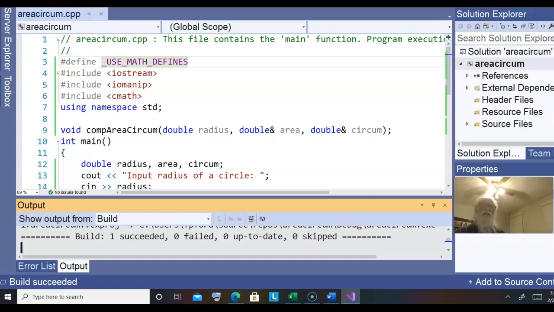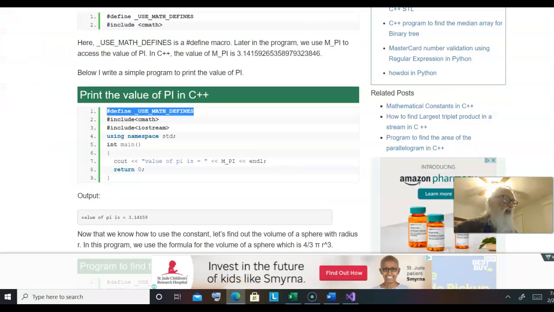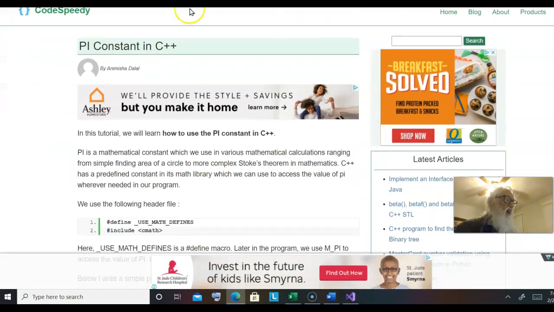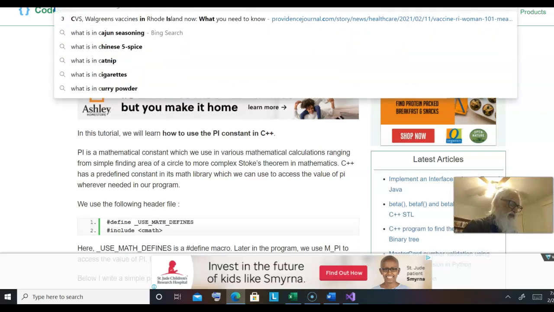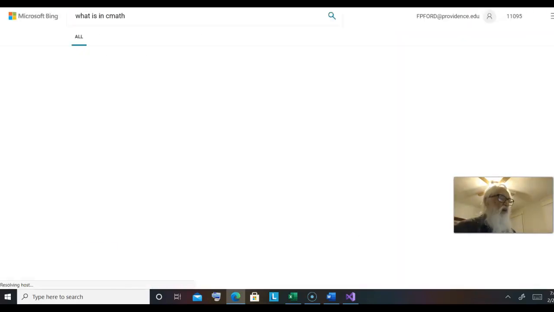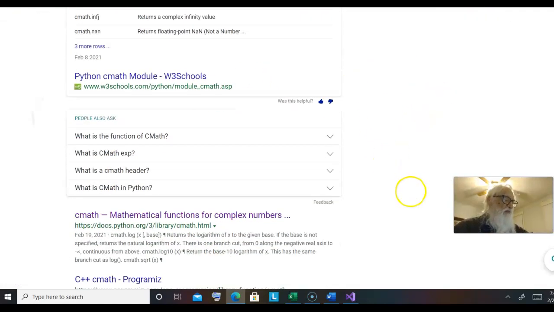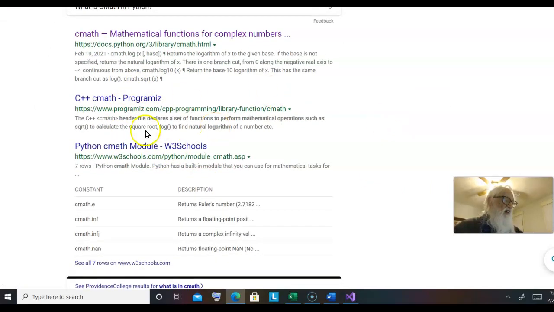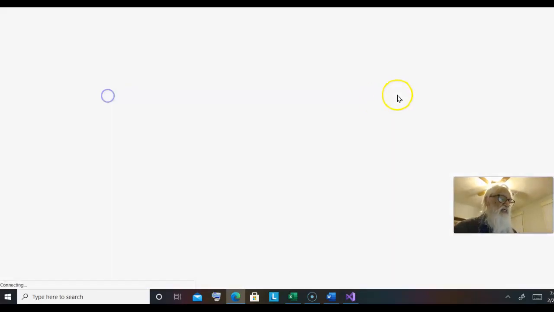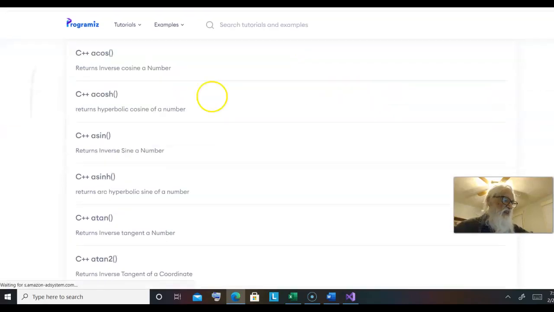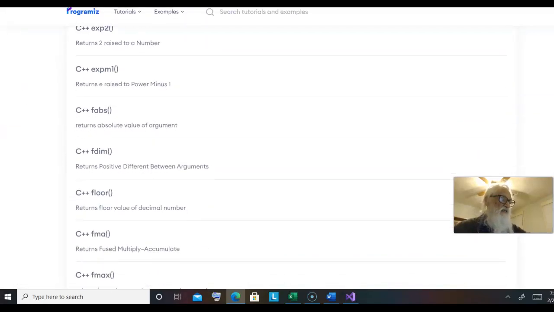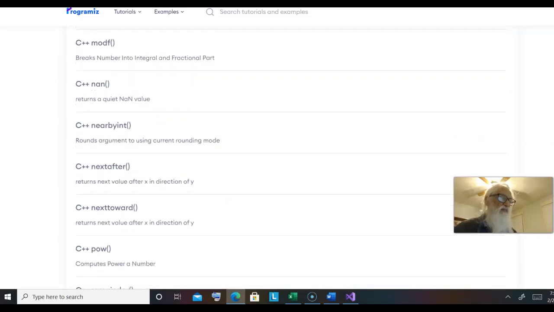Now, CMath, I believe, also covers sine, cosine, all kinds of things like that. If you go back here and you ask the question, what is in CMath? That's Python. This is C++ CMath. And it gives you a huge list of things that are in there. So if you wanted to find out what was there, you could do it.